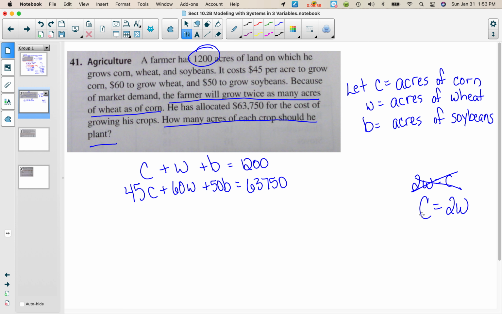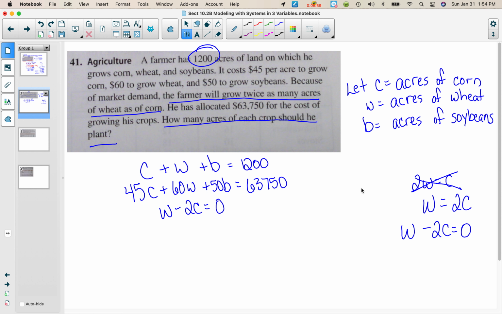So if I do 100 acres of corn, then W equals 2C. That means 200 acres of wheat. So I'm doing twice as many acres of wheat as corn. You have to be careful on that. So then I'm going to write this as W minus 2C equals 0. So that's going to be my third equation.